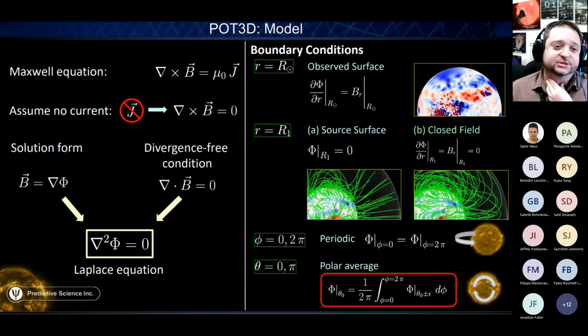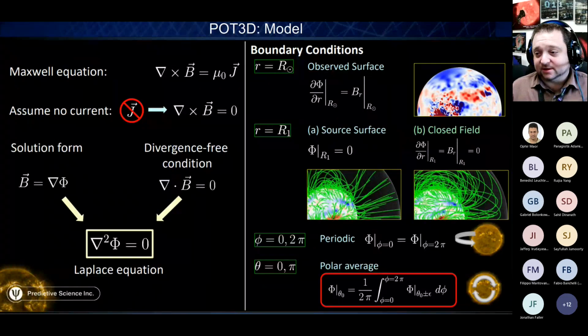So just a quick background of what this model is. Maxwell's equations say that the curl of a magnetic field is equal to the current. If you assume that there's no current, which is a valid approximation in many parts of the lower corona, then you just get the curl of B as 0. So if we want the solution to be in the form of the gradient of a scalar potential phi, and we also have a divergence-free condition, which is that there are no magnetic monopoles, so that the divergence of B is 0, you combine those two together and you get a Laplace equation for the scalar phi. That's the equation that POT3D solves.